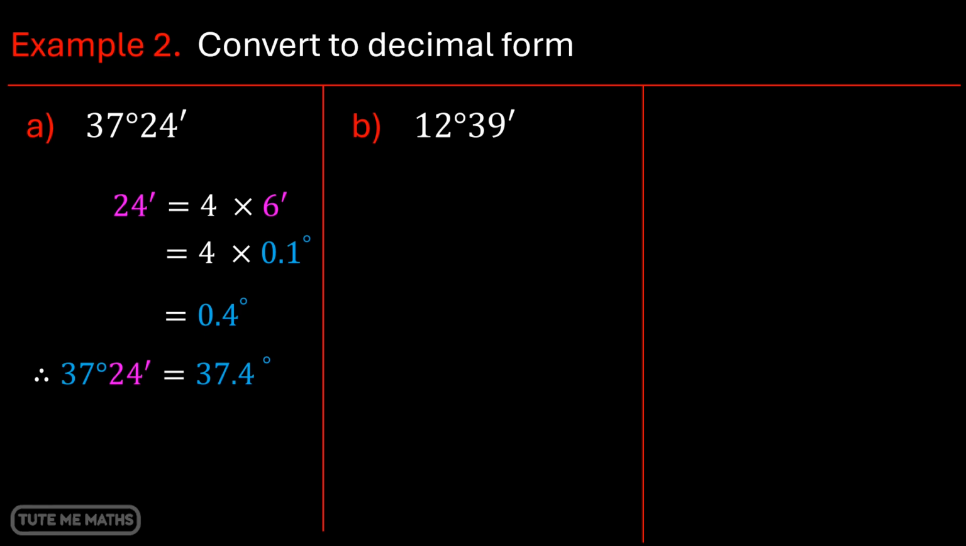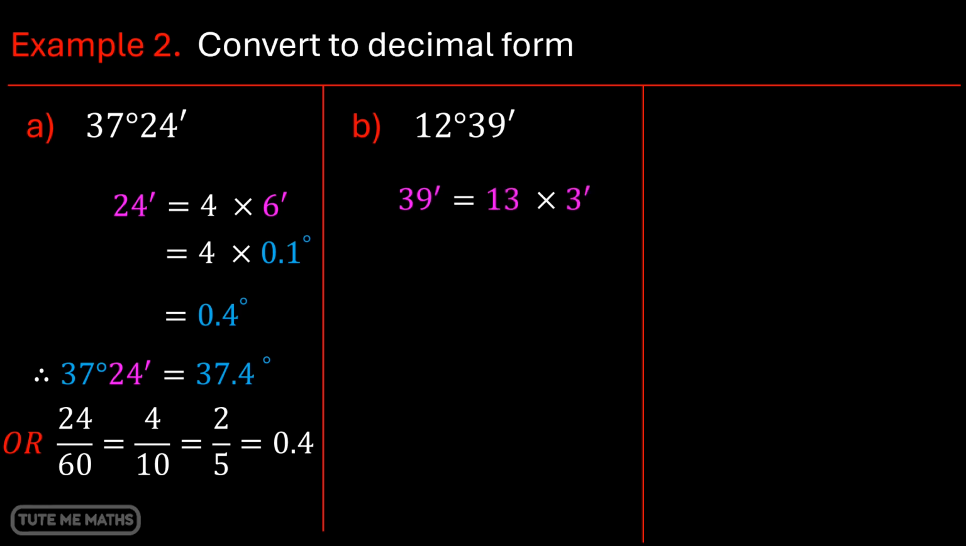We could also have written 24 over 60 and simplified to 2/5 or to 4/10, which of course is 0.4. Part B is more challenging. If you are good with factors, you might recognize that 39 is 13 lots of 3 minutes. Each 3 minutes is 1/20th of a degree, or half of 1/10. Either way, we know it's 0.05 degrees. So 13 lots of 0.05 gives us 0.65. We have 12.65 degrees in decimal form.